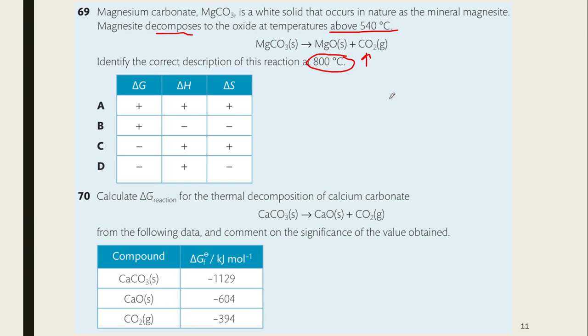So for a decomposition, one of the things to note is you must add energy for something to decompose because you have to break those bonds. If you have to break those bonds and you have to add energy, that means delta H has to be positive. Okay, if we look at our options, the only one that doesn't have delta H as positive is B, so I'm going to cross that out.